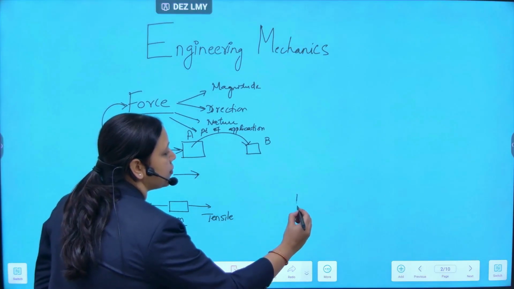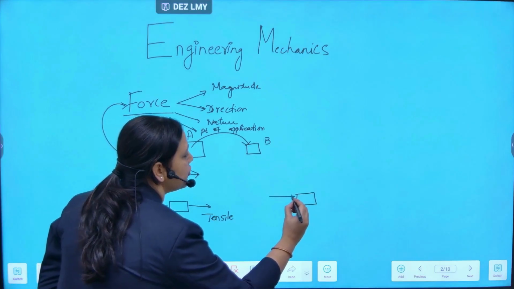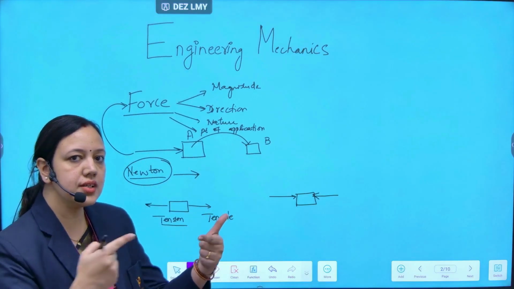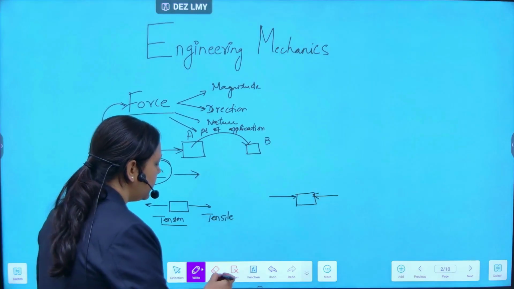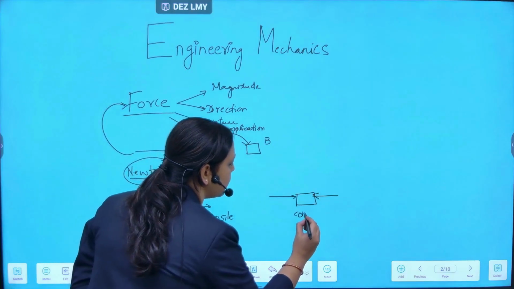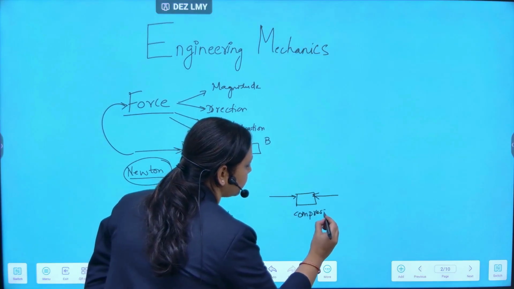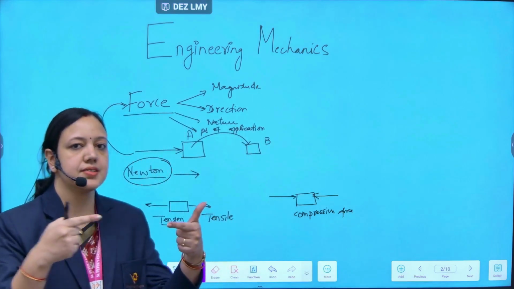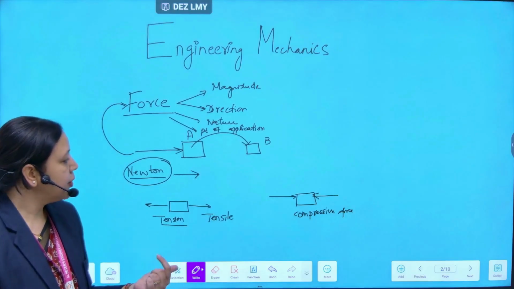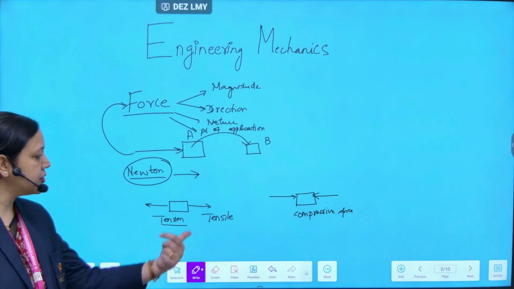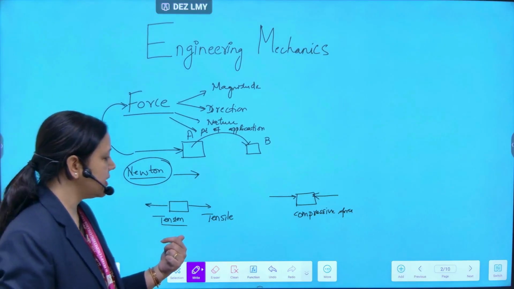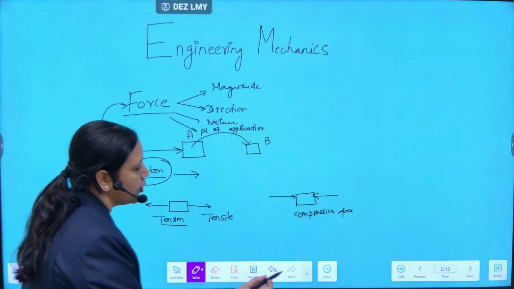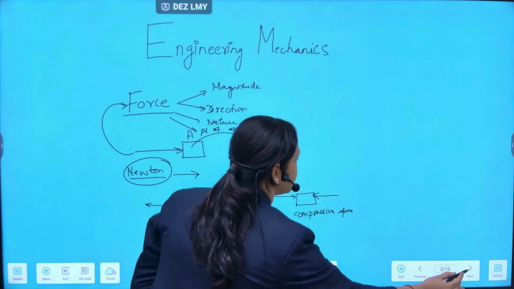Now, if we take an object and the nature of the force is such that they are acting inwards towards the object, then we can call this a compressive force. They are trying to compress the object. So, depending upon the nature of the object and the forces acting on the object, we can categorize it as tensile force or compressive force. Now, moving on to point of application.